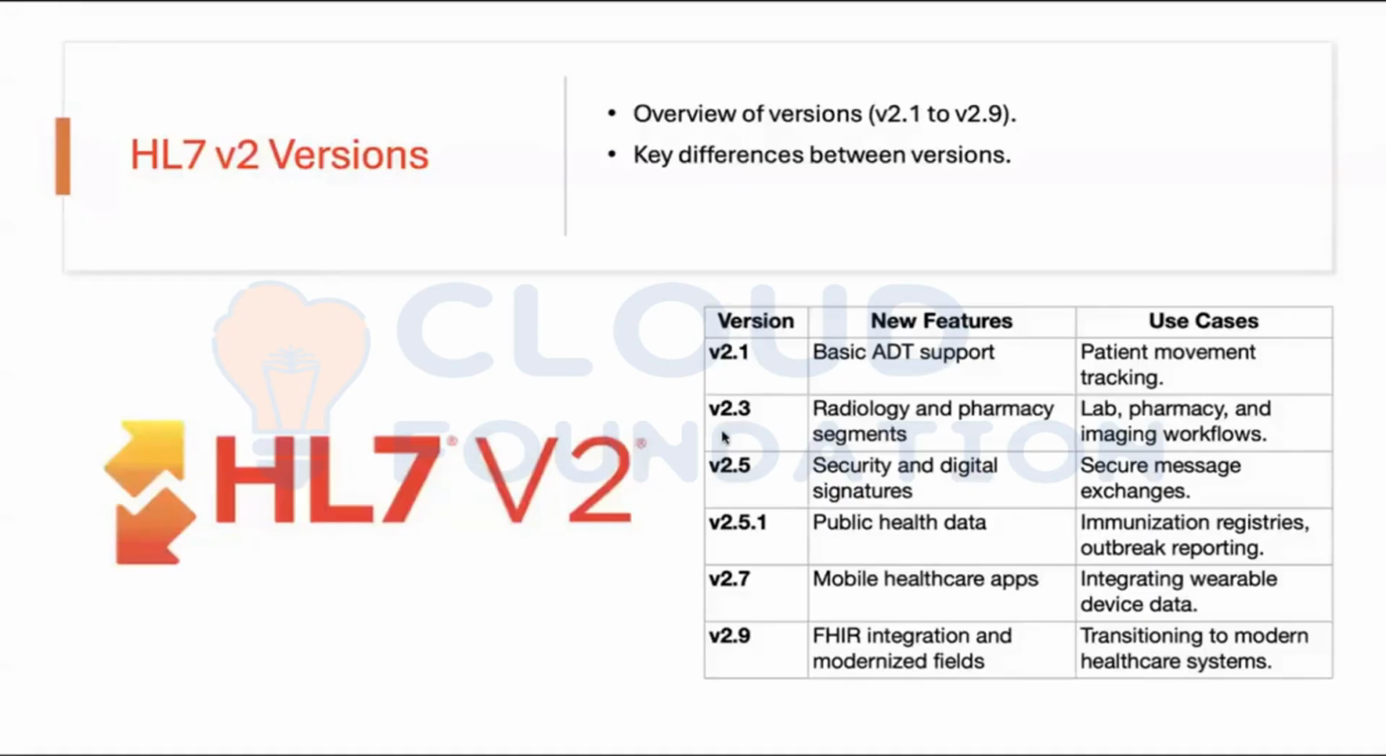When HL7 V2 was first introduced, the initial version was 2.1. In 2.1, they introduced only basic ADT support. For now, you might not know what ADT is. Just for your information, ADT is Admit, Discharge and Transfer. In the initial stages, when HL7 version 2.1 was introduced, HL7 V2 only supported Admit, Discharge and Transfer messages.